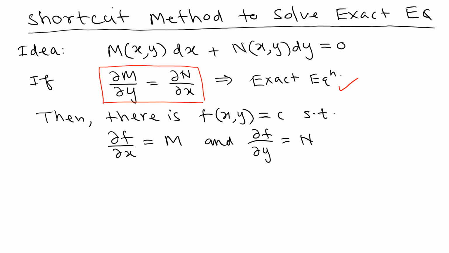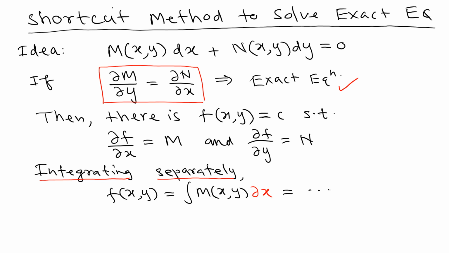That's what we call an exact equation. And then what we do now, we integrate them separately. You integrate the first one by x, the second one by y. From the first one we get some expression of x and y, integrating partially with respect to x, keeping y fixed. Now do the same thing with the other one. You integrate partially with respect to y, so you get another expression.